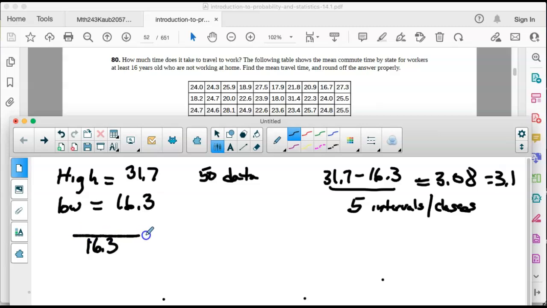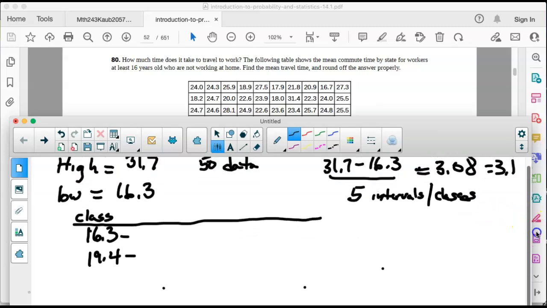All right, so that means we're going to start with 16.3 as our first class. So we're going to put our classes here. 16.3, and then we add 3.1 to that, and that usually goes right below. So the next class starts 3.1 later, so that's going to be 19.4. Then we add another 3.1, so we get 22.5. We add 3.1 to 19.4.